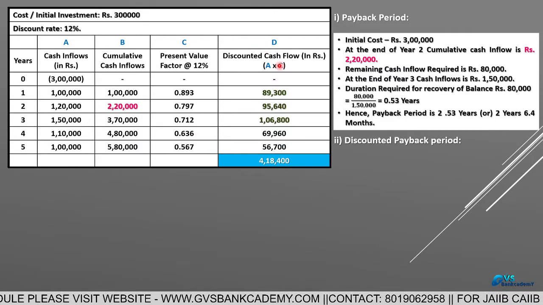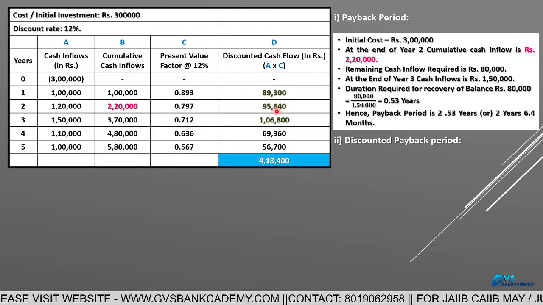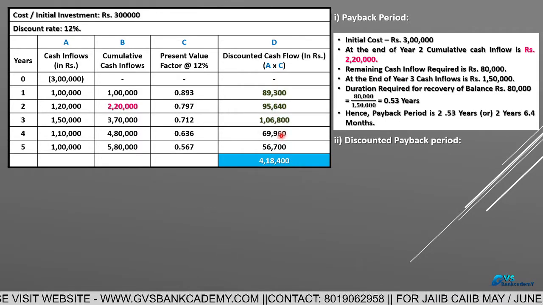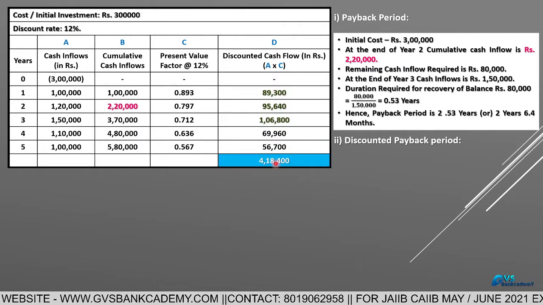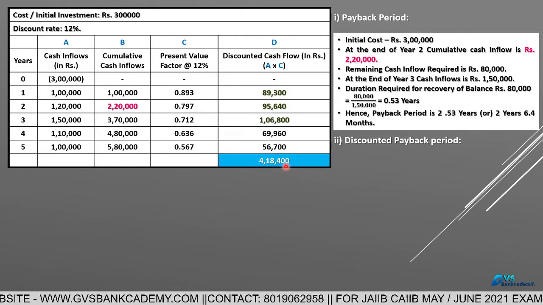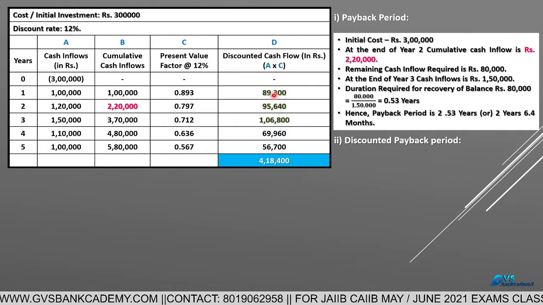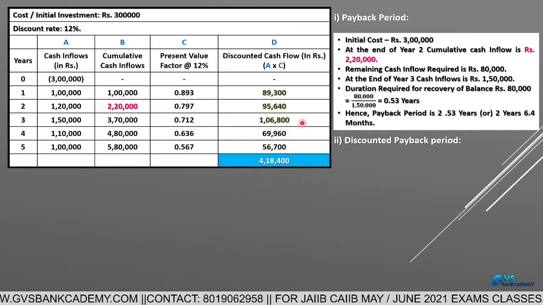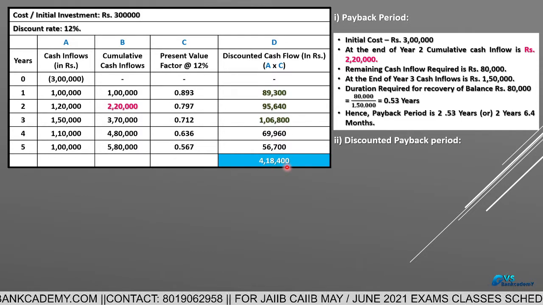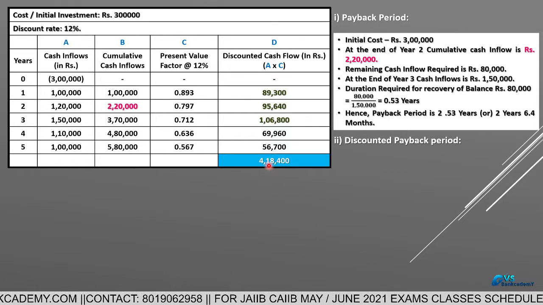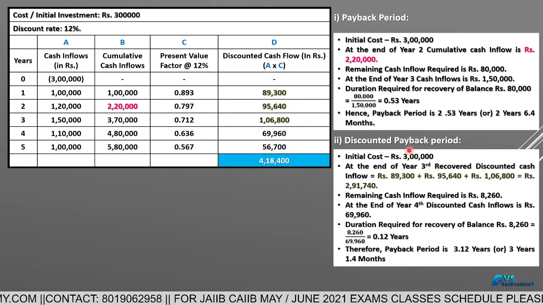Now, this is the discounted cash flow for the first year, second year, third year, fourth year and fifth year. If you add it, you will get 4,18,400. This is the discounted cash flow, the total of present value. The total of present value is 4,18,400. Now for the discounted cash flow technique, you will go for this.